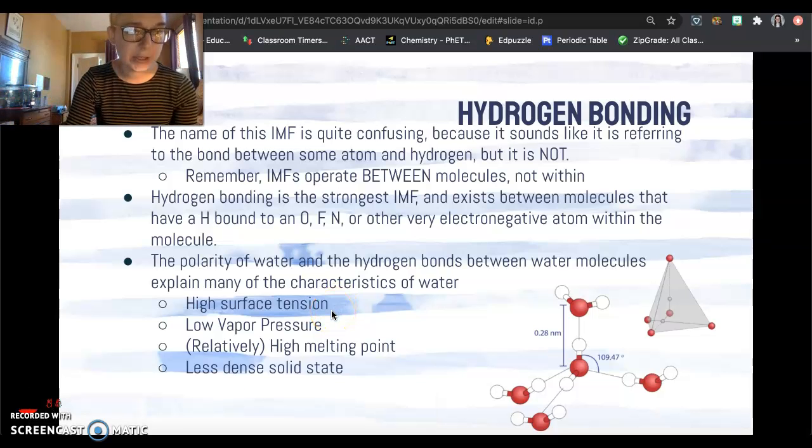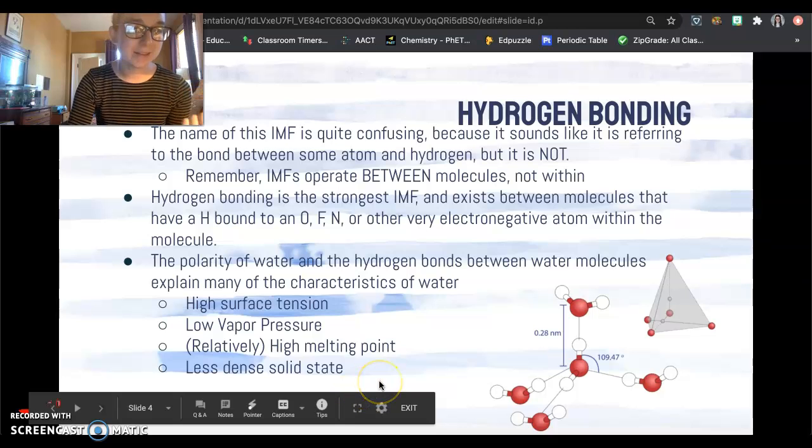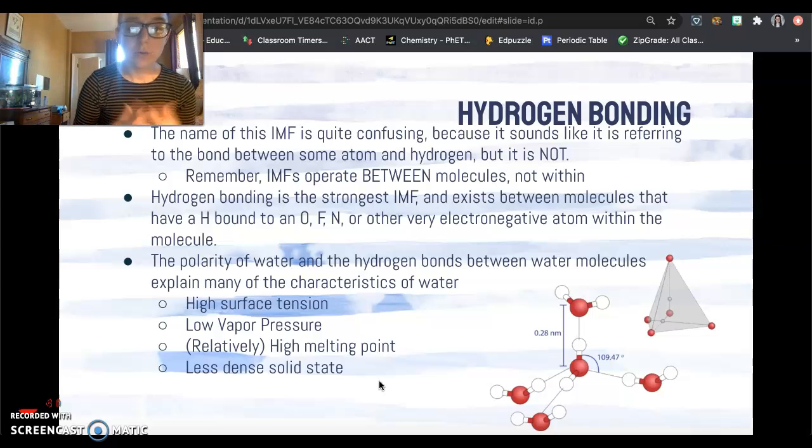Water also has a low vapor pressure because hydrogen bonding is so strong. It has a relatively high melting point. We don't really think of water having a very high melting point, like we see it melt all the time. But for what it is, it's pretty high, since it's a covalent compound and not like a metal or something that we typically associate with high melting points. It also has a less dense solid state, which is unusual. Most solid states are more dense than their liquid states. Water, that's not so. So that's why solid water, ice, floats in a glass of water, and why icebergs float in the ocean.